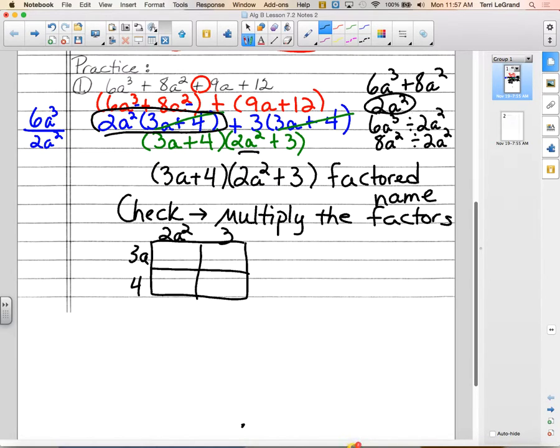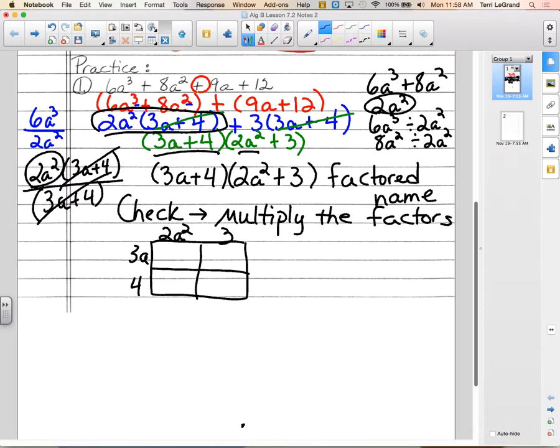If I now want to divide that by 3a plus 4, I have 2a squared times 3a plus 4. I need to divide what I'm now saying is a GCF, 3a plus 4. So this 3a plus 4 becomes a GCF, out front. Each of these two groups that I had has to be divided by that 3a plus 4. So see how they cancel out? And the result is this.